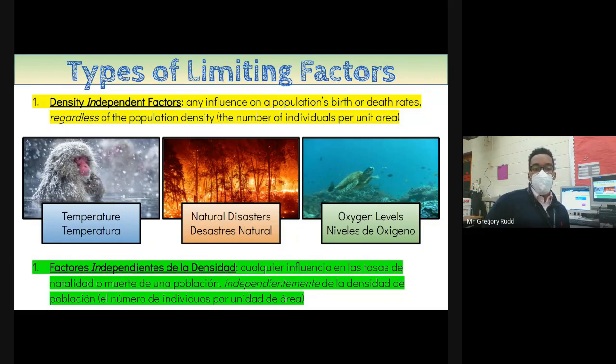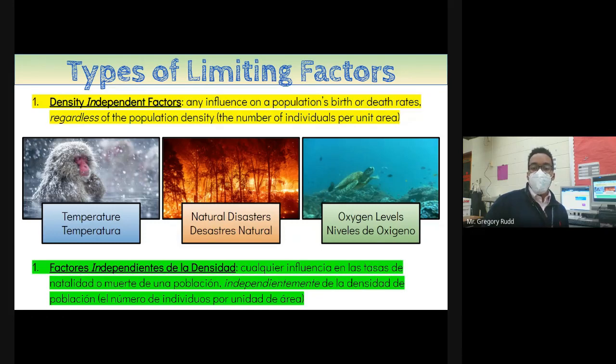Natural disasters are also density independent factors. So if we've got a mudslide and it starts to roll down a hill and there's only one tree on the hill, the mudslide is probably going to kill that tree because it's going to uproot the tree and push it out of the ground. And if there are 1,000 trees in that same plot of land, the mudslide could still wipe out every single tree. Same thing with a forest fire, a hurricane or an earthquake. These natural disasters don't really depend on how many individuals there are in a given space. They really have an impact regardless of how many there are.